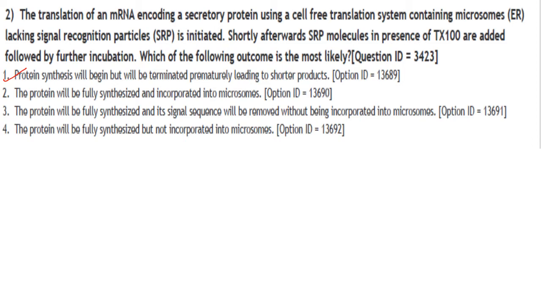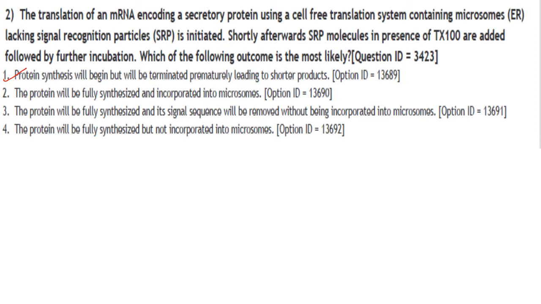So the protein will begin synthesis on the ribosomes bound to endoplasmic reticulum. In the normal case, that is in vivo condition, as the polypeptide emerges from the ribosome, signal sequences are recognized and bound by the signal recognition particle. But in this experiment, there are no SRP molecules to attach to the signal sequence. Shortly afterwards, SRP molecules are added in the presence of Triton X100, a detergent. Now SRP molecules bind to the signal sequences on the polypeptide chain.